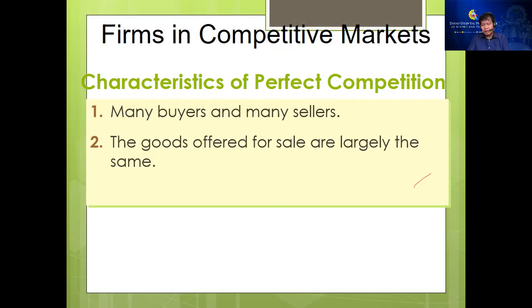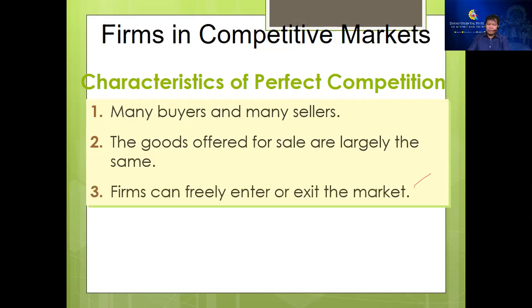Anybody can open a business. Any goods they can sell. And the goods offered for sale are largely the same. No? Nobody is controlling. So it's not like a monopoly, where there is only one firm or a limited number of firms selling the product. Only they can sell. So that is the characteristics of the competitive firm.